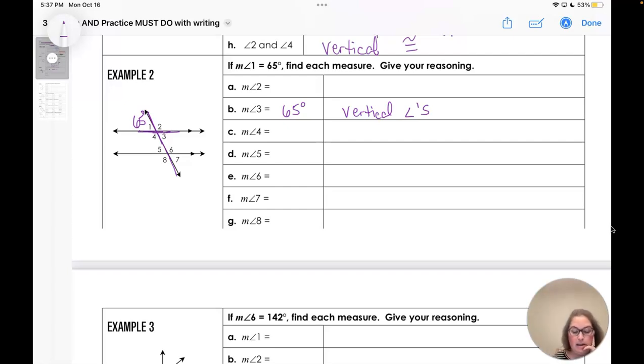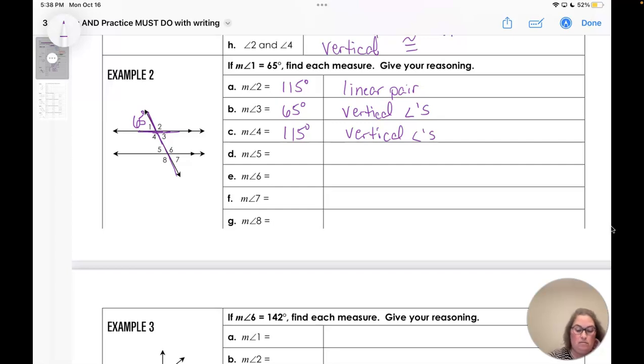Then after that, we can look and see that 1 and 2 are a linear pair, or 2 and 3. You could consider both of those. So you're going to do 180 minus 65 to get what 2 would be. So we're going to say that's a linear pair, so it's supplementary. And then the 2 and 4 pair are vertical angles. Then once we get some of those, they're easier to see.